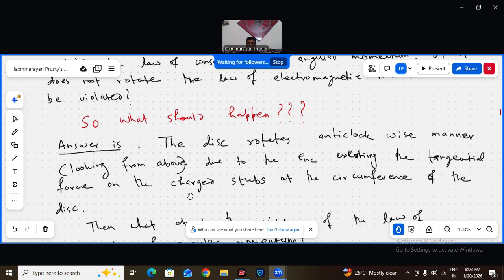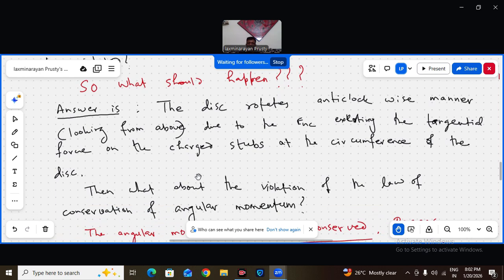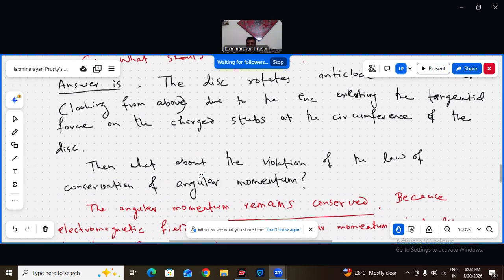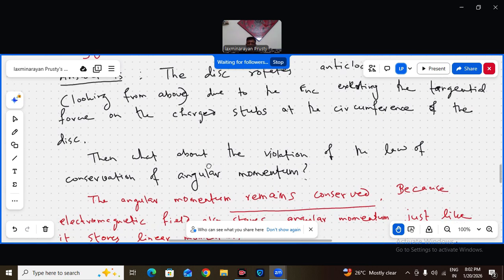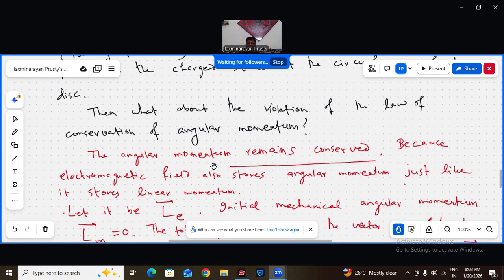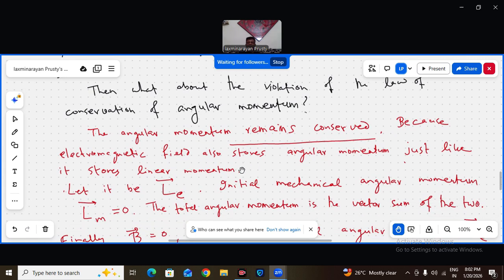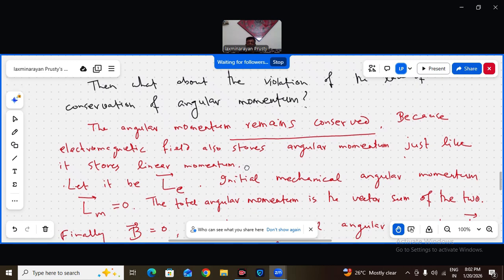What about the conservation of angular momentum? This law of conservation of angular momentum seems to be violated. No, it does not get violated. The angular momentum remains conserved, because the electromagnetic field also stores angular momentum, just like it stores linear momentum.